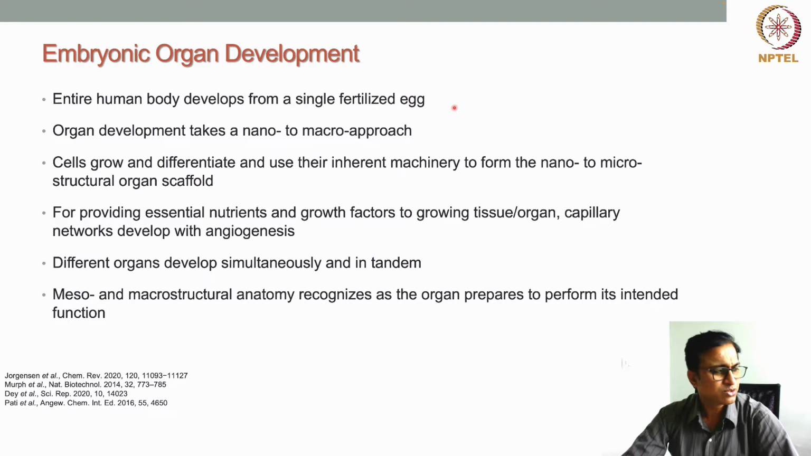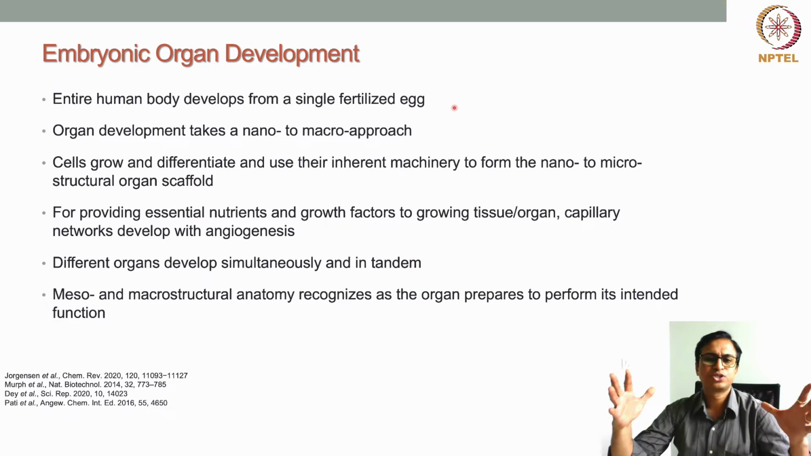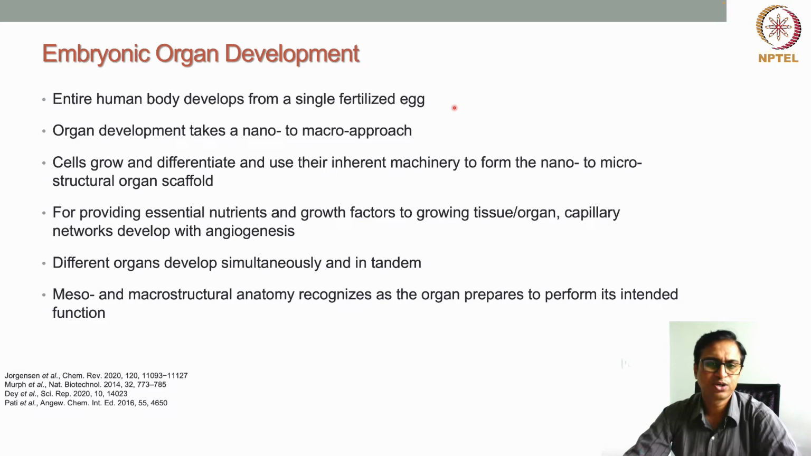So that's why organ development in the embryo takes a nano to macro approach. That means starting from a very small single cell to a macro tissue, macro organ, and the whole human body develops. That's typically a nano to macro approach. And the earliest cells present in that fertilized egg, at the very initial stage, grow and differentiate and use their inherent machinery to form a nano to microstructure organ scaffold.